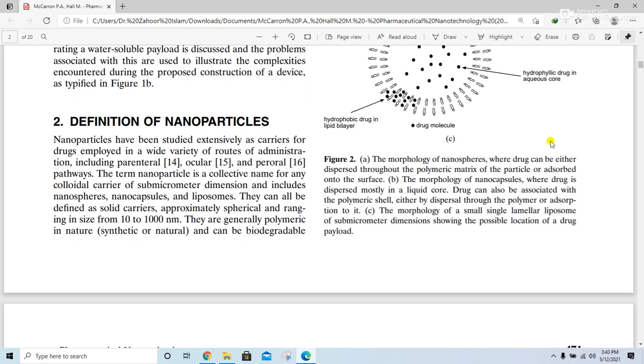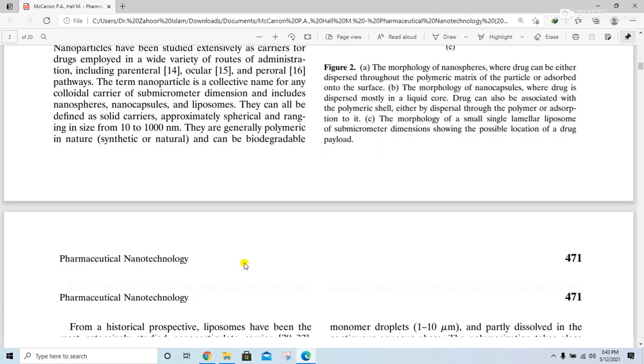If you look at figure number 2, the morphology of the nanosphere shows where the drug can be either dispersed throughout the polymeric matrix of the particles or adsorbed onto the surface, while the morphology of the nanocapsule shows the drug dispersed mostly in a liquid core. So the drug can be associated with the polymeric shell either by dispersal through the polymer or adsorption to it. The morphology of the small single lamellar liposome of sub-micrometer dimension shows the possible locations of the drug payload.